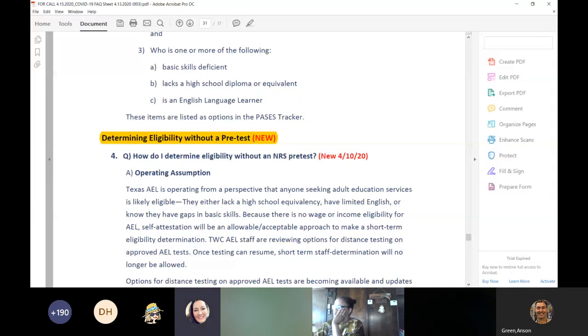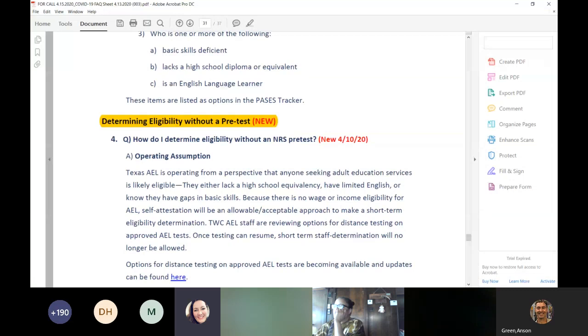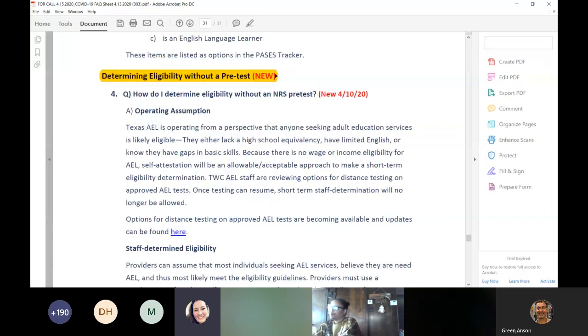So I want to talk about determining eligibility without a pretest, and kind of take some time because I think you guys may have some real questions on this particular topic. And you'll notice, for those of you who have had time to look at the TWC transmittal that Anson sent out on Monday, we included in there a tracker for these new students that are coming in, that basically the only thing you can do in Teams or Teams related is create that profile and create that participant record, but you can't add them to a class because they don't have that pretest.